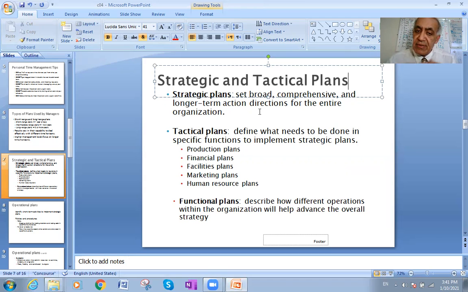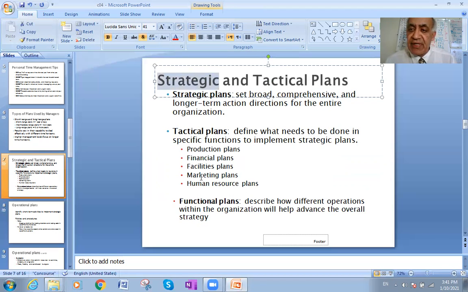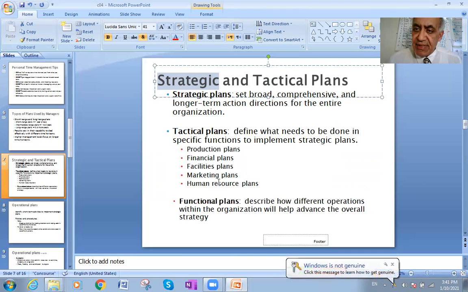But brushing your teeth is a tactical or operational decision. See? Okay. Strategic plans are of vital importance because any mistake in this type of plan will lead to disaster. As an example, building a new plant is a strategic plan.